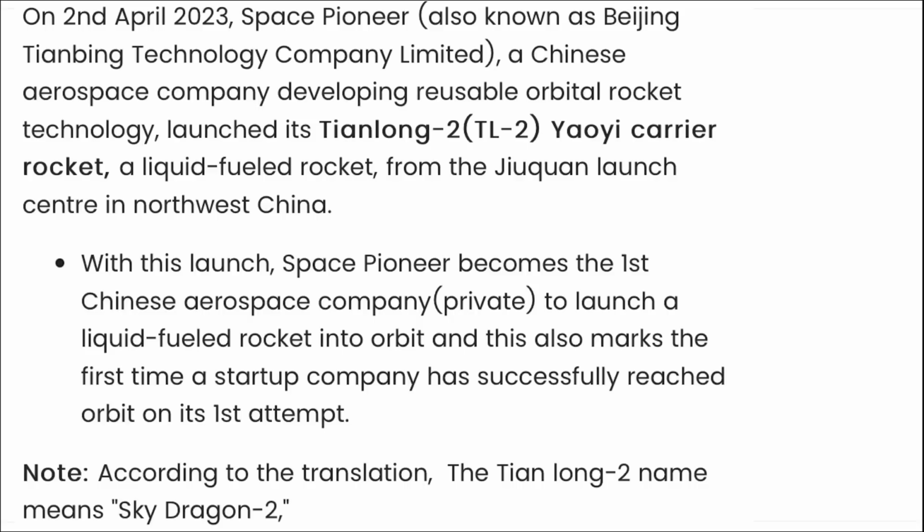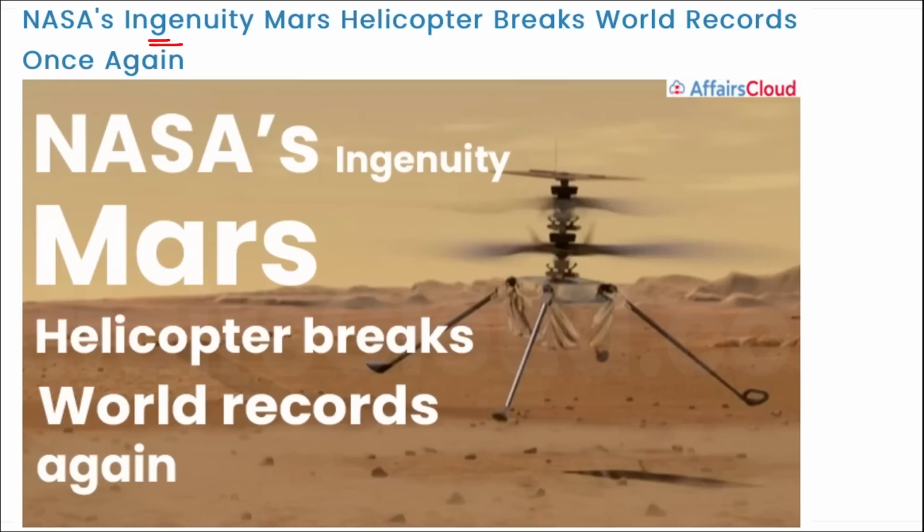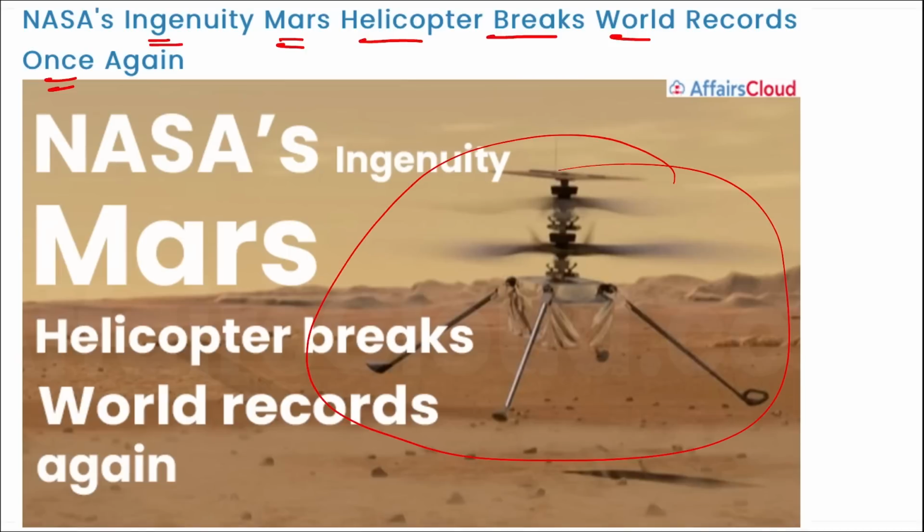Next is NASA's Ingenuity Mars helicopter breaks the world record once again. What is the world record that has been broken by this Ingenuity? Ingenuity is the helicopter being used to fly over Mars. We know it is on Mars right now. The world record that has been broken is for the highest altitude achieved and highest speed achieved by any self-propelled aircraft outside the Earth.